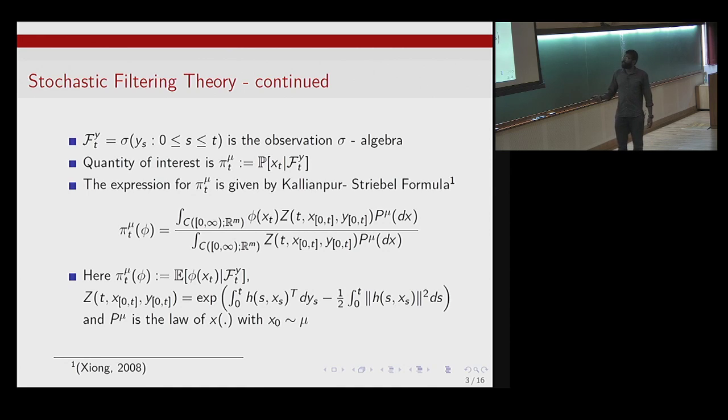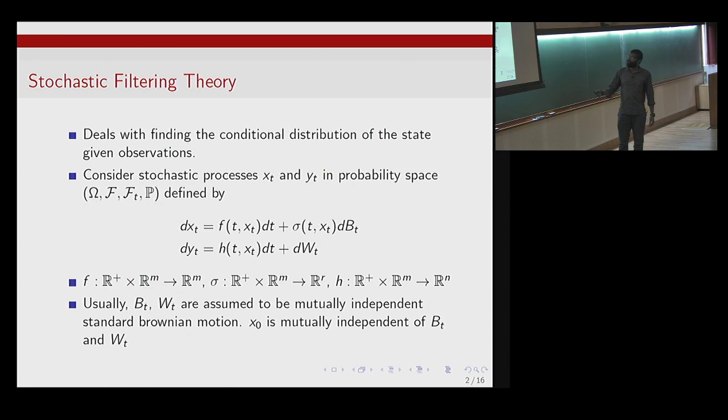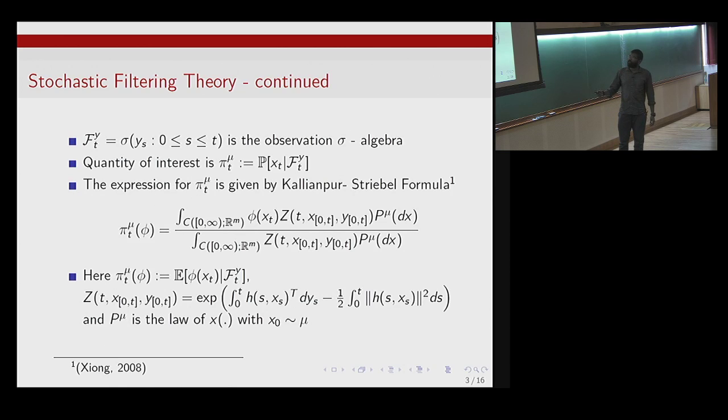The important thing is that this formula depends on the initial condition. P mu is the law of the Markov process, the signal that we started with, so the conditional expectation depends on the underlying initial condition. In practice, if you're not observing the system directly, you have a very good chance that you don't know anything about the initial condition either.